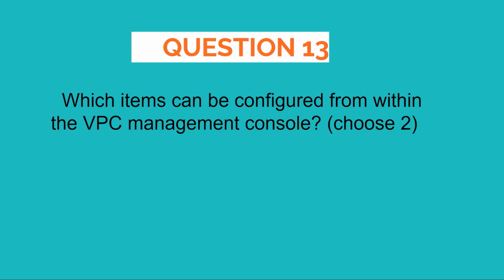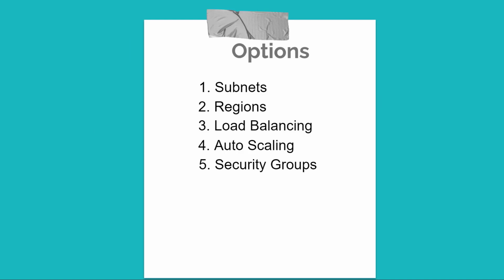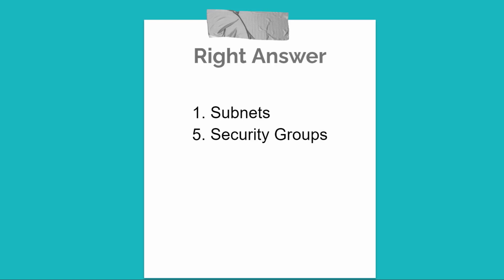Question. Which items can be configured from within the VPC Management Console? Choose 2. Option 1. Subnets. 2. Regions. 3. Load balancing. 4. Auto-scaling. 5. Security groups. Right answer is 1. Subnets.